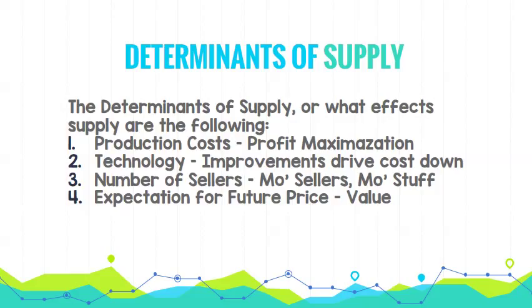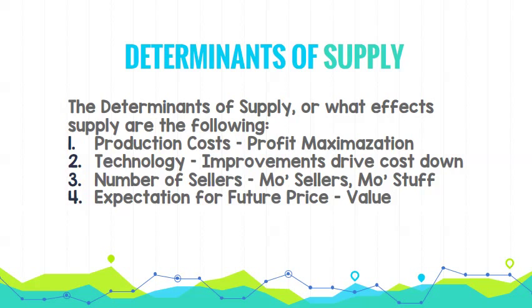The number of sellers in the market also determines supply a little bit. The more sellers, the more stuff. Therefore, you don't have as much control over everything. And also the expected future price: what's it going to be? How is it going to impact and deliver these different things throughout our society?